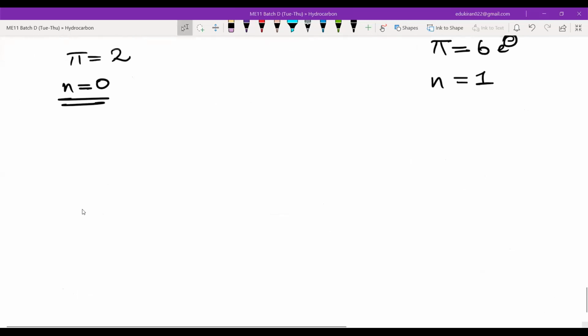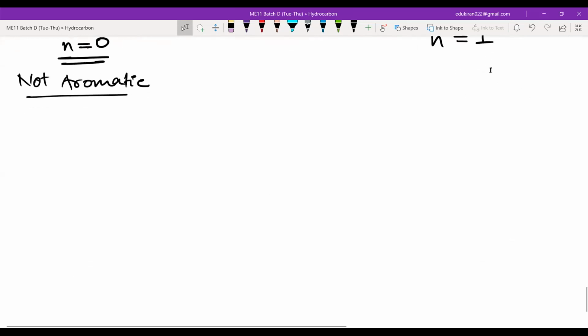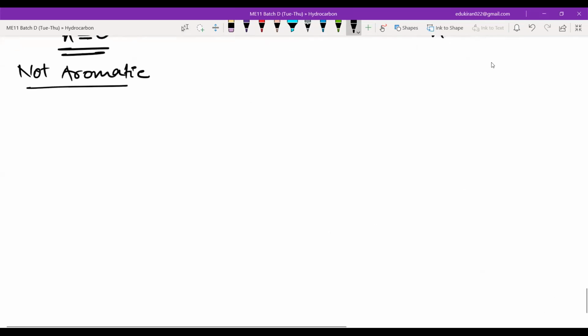Next, I will write some examples of structures which are not aromatic. They will look aromatic, but they are not. The first example is a simple cyclopentadiene. In a simple cyclopentadiene, the problem is with the carbon atom at the top.